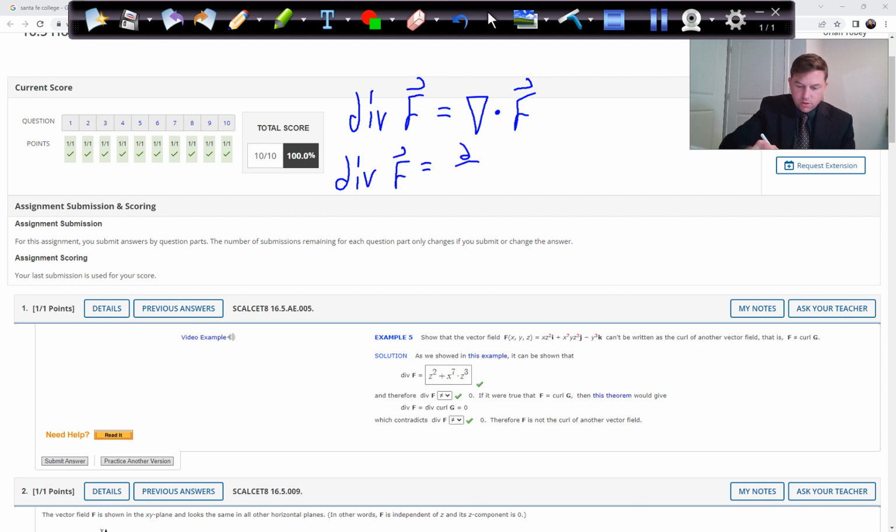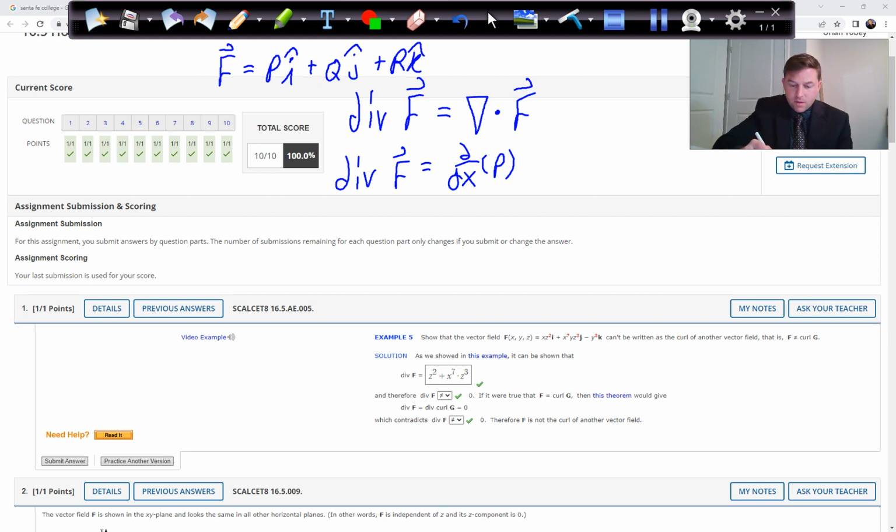it's going to look like the partial derivative with respect to x of whatever is the P. So let's actually write this first. F can be written as P in the i direction plus Q in the j direction plus R in the k direction. And so the divergence then would be the partial derivative with respect to x of P plus the partial derivative with respect to y of Q plus the partial derivative with respect to z of R.